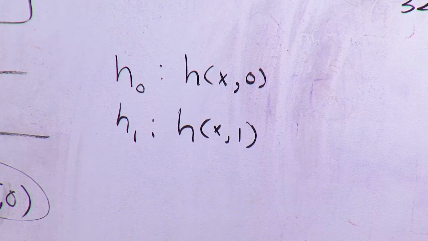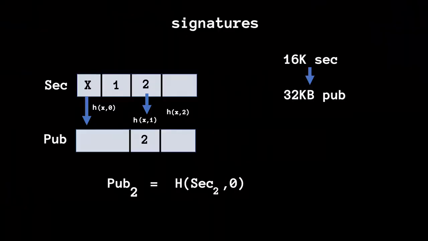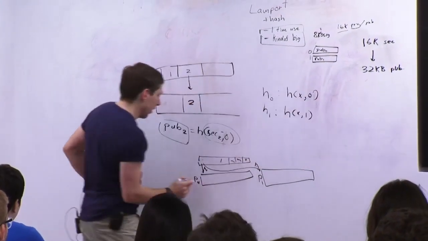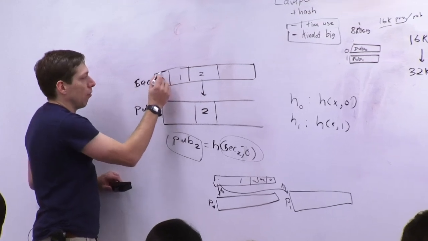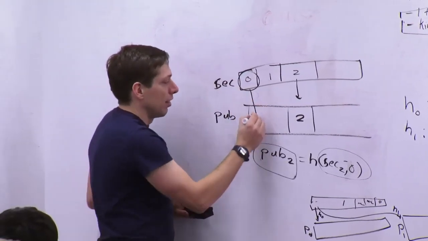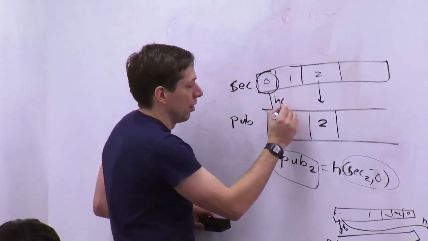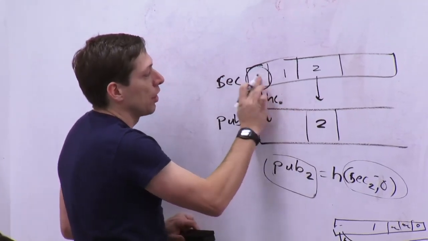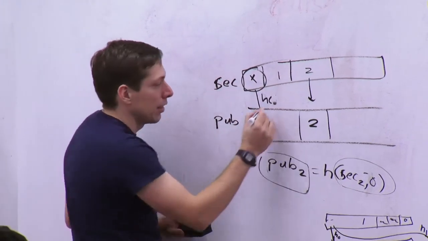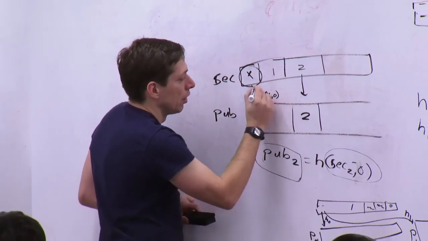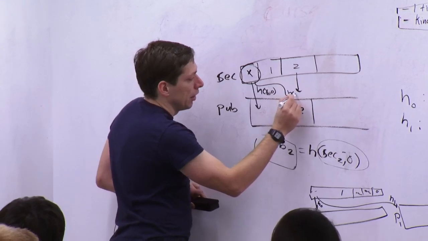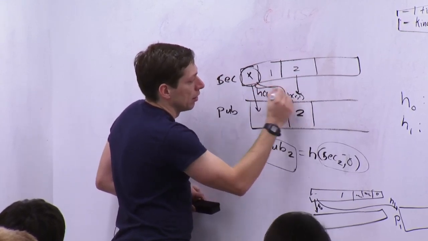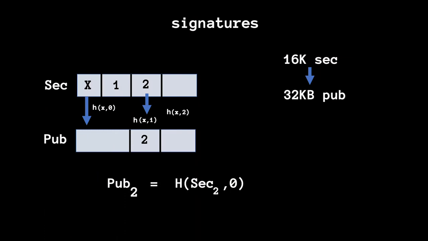So another big, oh yeah. Can you hash the index? Right. So instead of just saying 0 and 1, why not just have one chunk with a random number x. This is hash x comma 0. This is hash x comma 1. This is hash x comma 2.